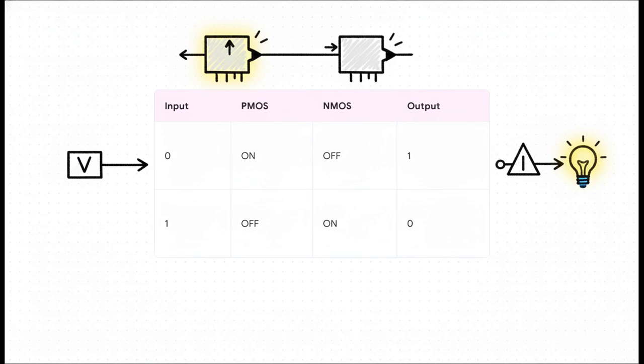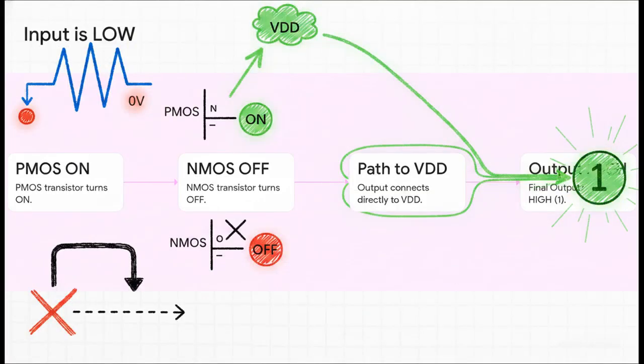Crucially, and this is a big deal, they never fight each other. Only one conducts at a time. This prevents a short circuit and guarantees a crystal clear output every single time. Let's trace the actual path of the current here.